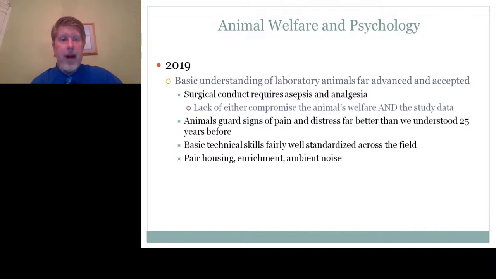We understand that animals guard pain and distress so much better. There's so much more study. So now we can pick up on subtle signs where we just didn't have that information before. And these have been in partnership with human pediatric nurses in the NICUs and what have you, who also have patients who can't speak and articulate. And we've learned from them, and in some cases, they've learned from us. And those technical skills, as I said at the very beginning, have become standardized across the field.